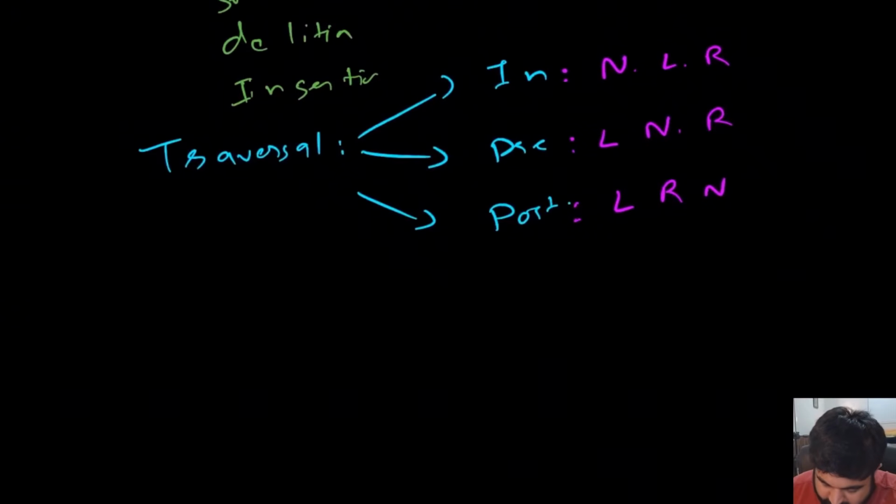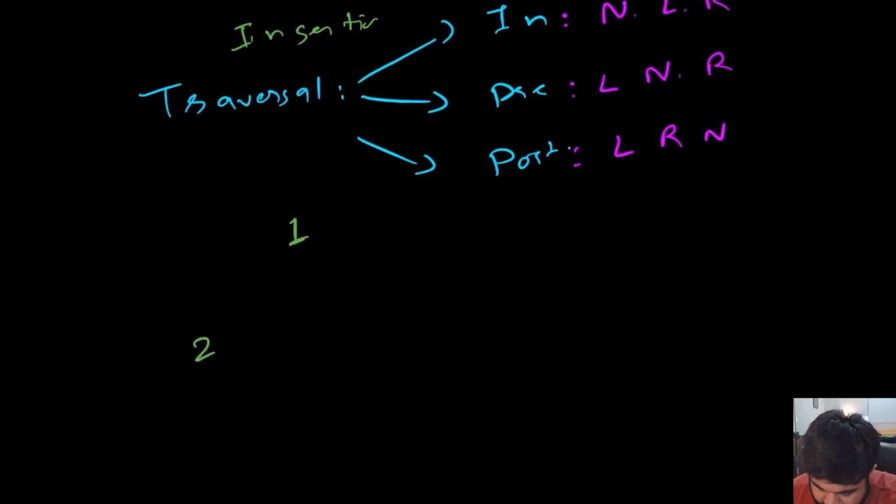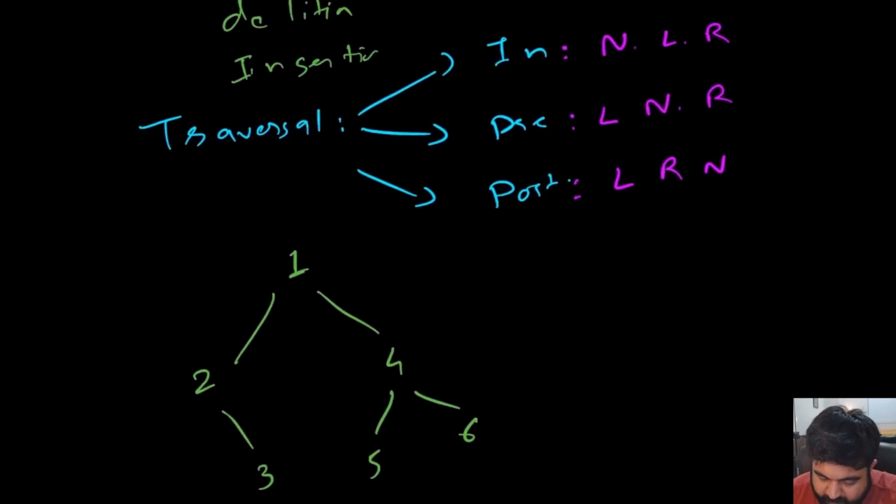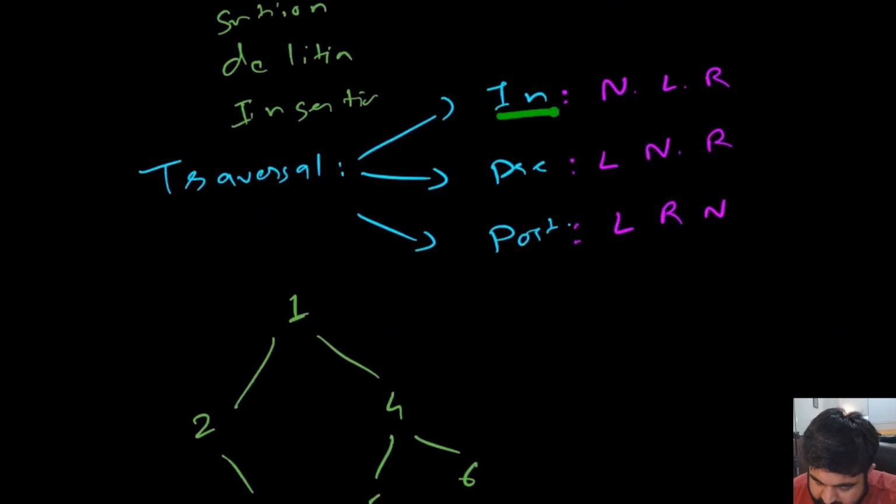Suppose we are given a simple tree. I'm currently drawing the simplest, most basic tree, and we will go through its values, right? Let's say the values are 1, then on the left is 2, and on its right is 3. And also on the right is 4, and on the left is 5, and on the right is 6. Let's say that this is the type of tree that we are trying to generate. Now let's see what the in-order traversal would be for this type of tree.